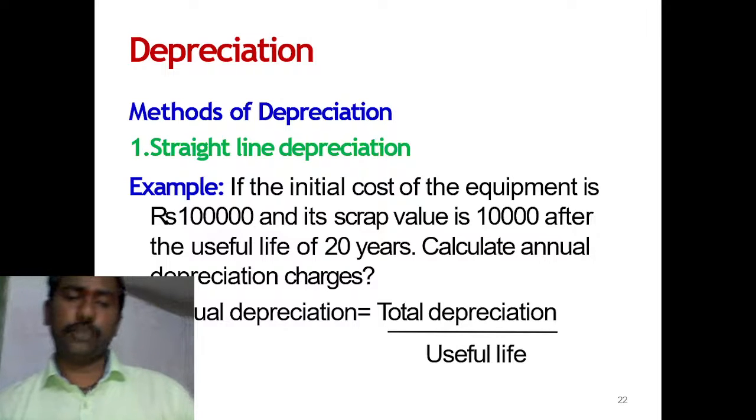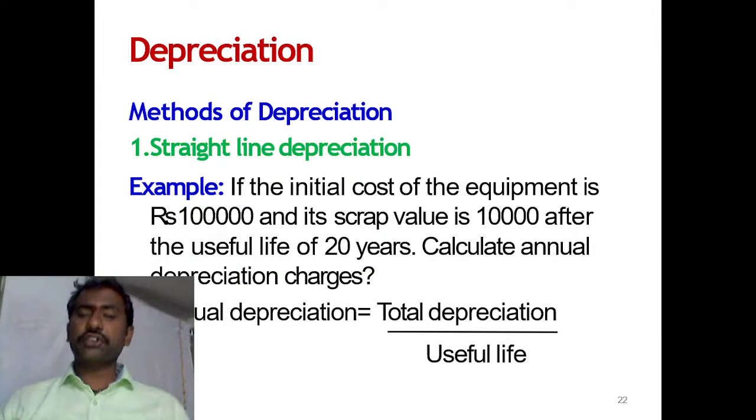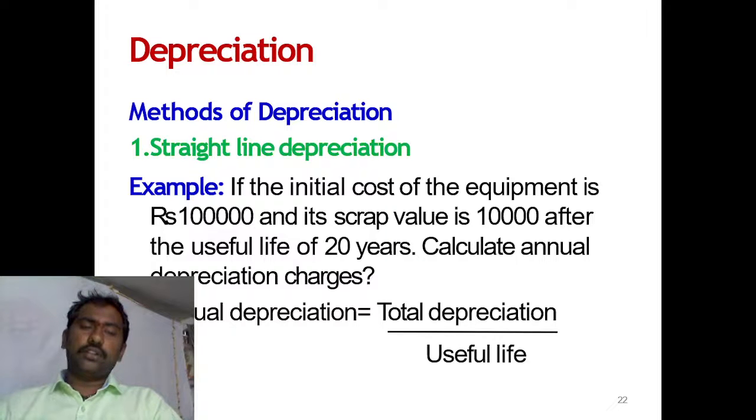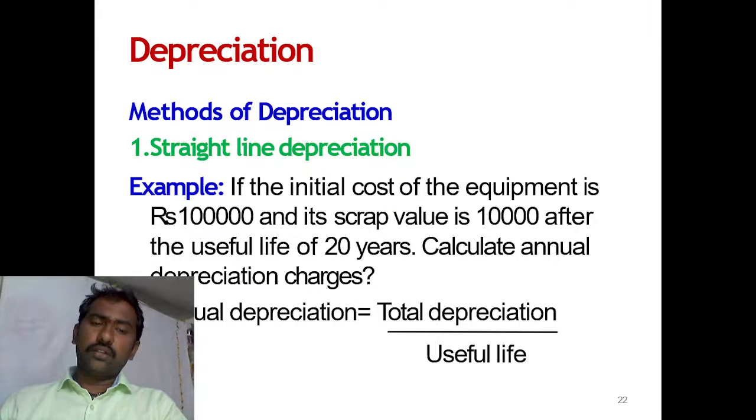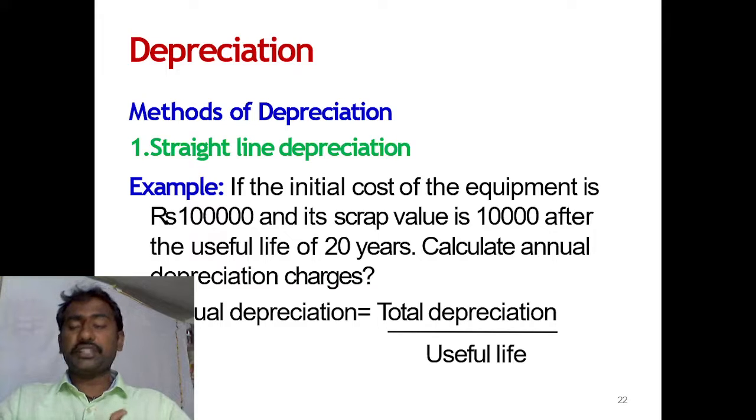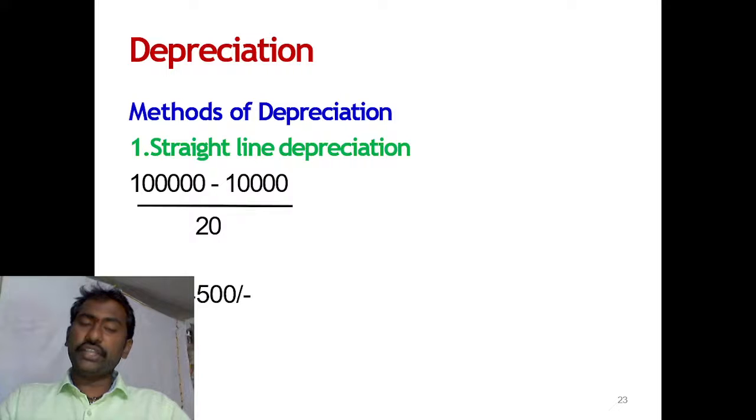For example, if the initial cost of the equipment is 1 lakh and its scrap value is 10,000, what is the depreciation? The value of the equipment will be depreciated from 1 lakh to 10,000. So the depreciation is 90,000. The useful life is 20 years. So the annual depreciation is 90,000 divided by 20. So every year 4,500 will be depreciated using the straight line method.